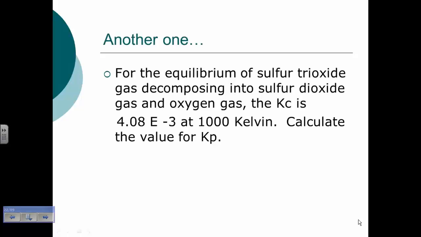Let's try another. I'll read it with you. For the equilibrium of sulfur trioxide decomposing into sulfur dioxide and oxygen, the Kc is 4.08 times 10 to the -3rd power at 1000 Kelvin. What's the Kp?